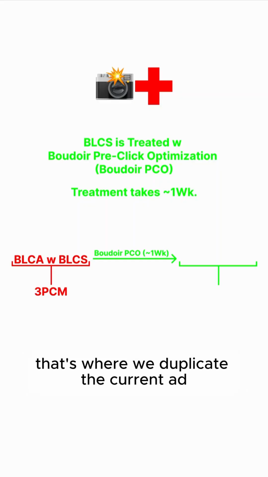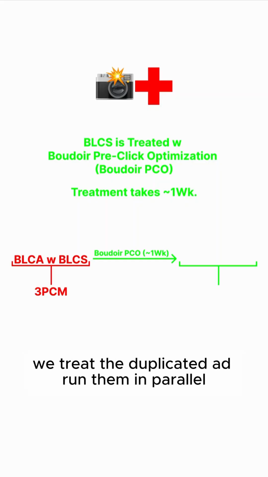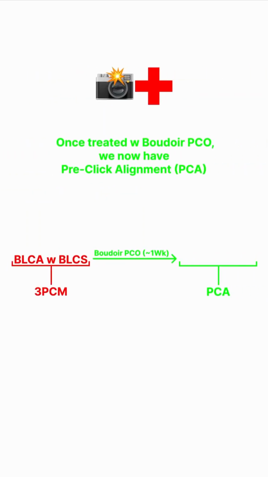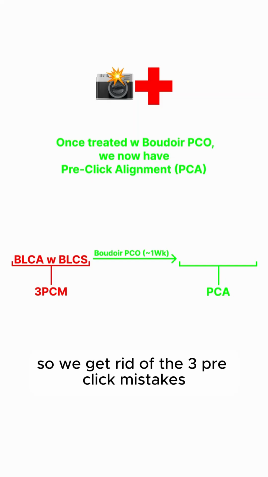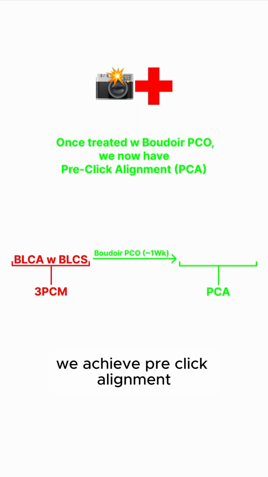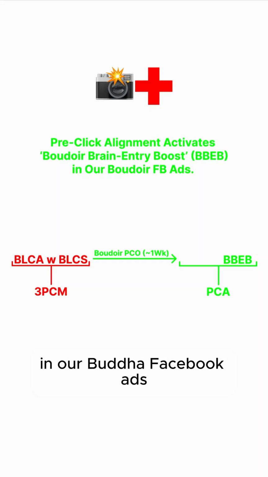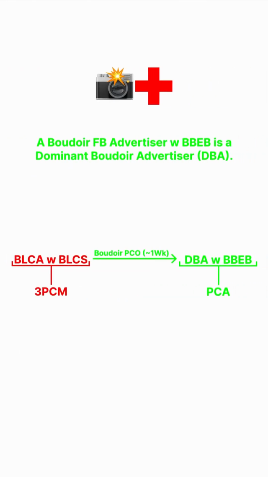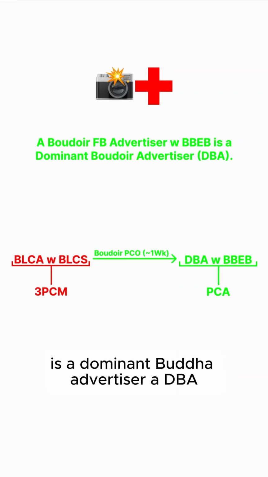And that's where we duplicate the current ad. We leave the current ad running, treat the duplicated ad, run them in parallel, and keep whichever one is running at the end that has the better metrics. Now, once treated with boudoir Pico, we now have pre-click alignment, PCA. So we get rid of the three pre-click mistakes, we achieve pre-click alignment, and pre-click alignment activates boudoir brain entry boost in our boudoir Facebook ads. So basically, we got our unique CTR all above 6%. And a boudoir Facebook advertiser with boudoir brain entry boost is a dominant boudoir advertiser, a DBA.